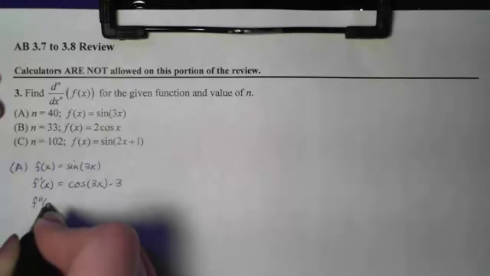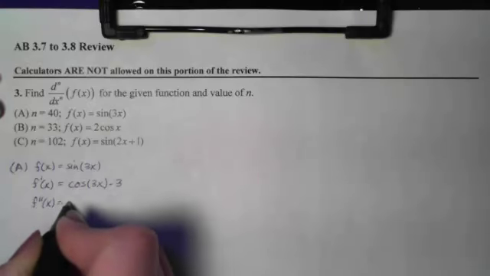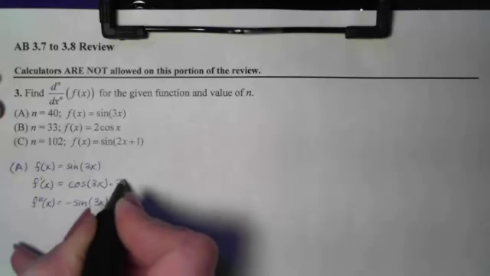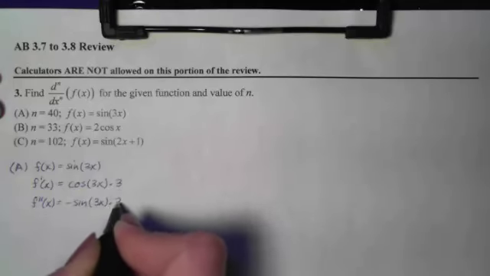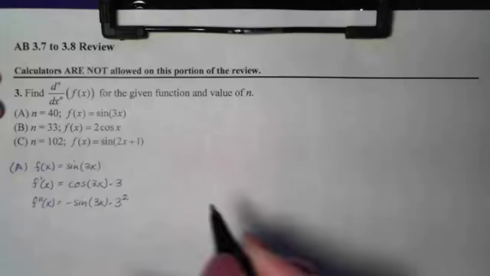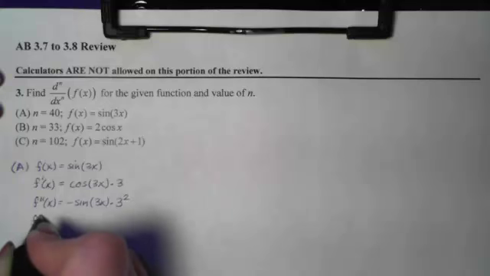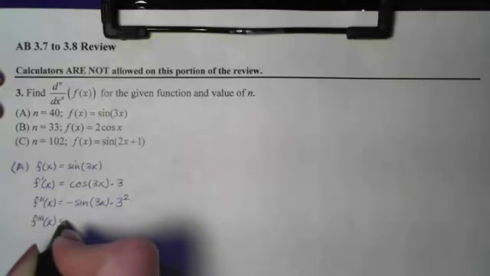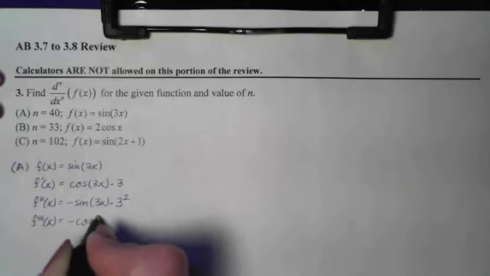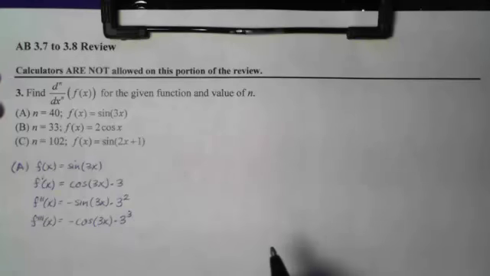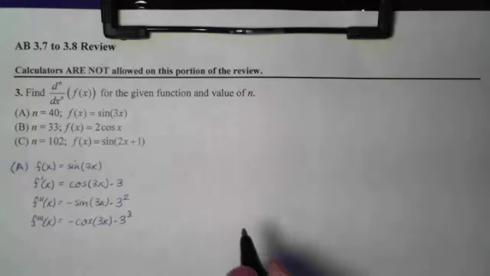My second derivative will be the derivative of cosine, which is a negative sine of the inside unchanged. I had a coefficient which stays the same, and chain rule will give me another 3. So now that 3 becomes squared. My third derivative, same process. I'll have a negative cosine of 3x, and I have to do the chain rule again, which means I'll get a 3 to the third at the back.